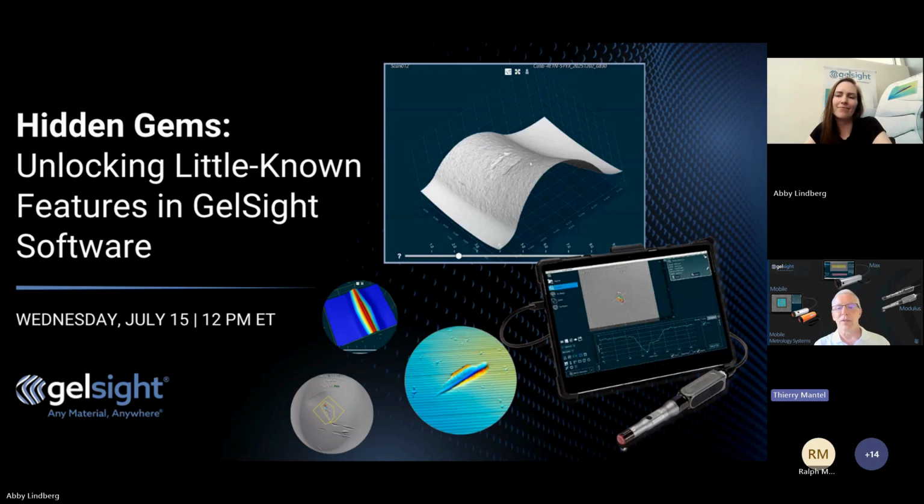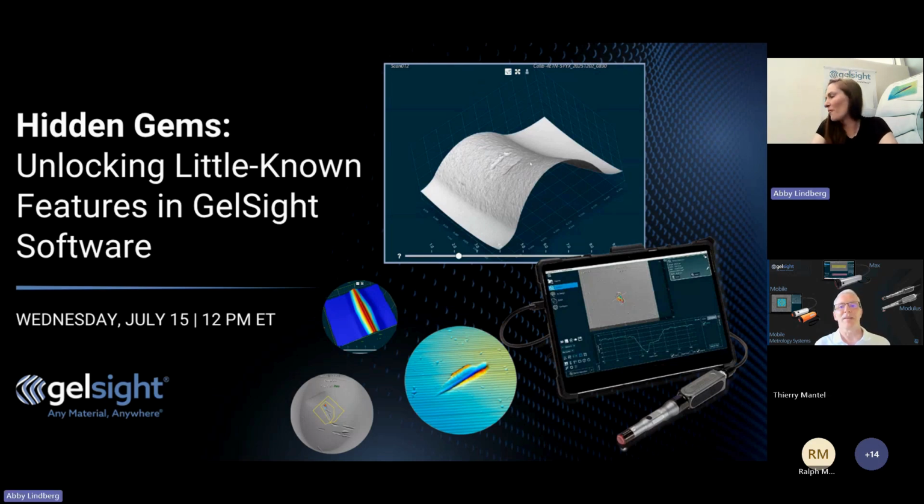Another tool which will be demonstrated by Abby is the possibility to take a scan having an existing reference. And it's very interesting when you have an existing part and you want to see the evolution of these parts. But I will let Abby present these two models available in GelSight. Abby.